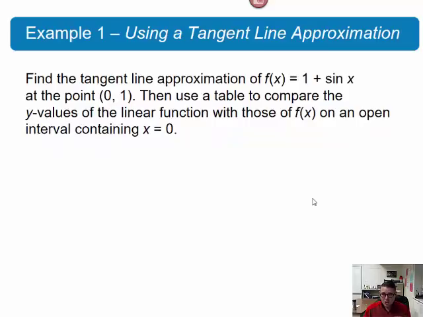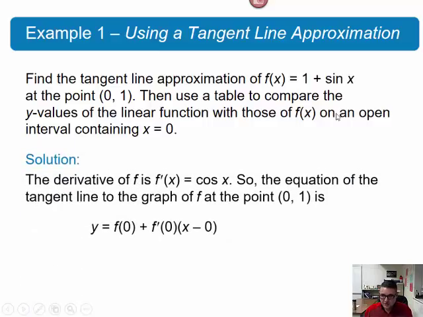So I have an example here. Find the tangent line approximation of the function 1 plus sine of x at the point (0, 1), then use a table to compare the y values of the linear function with those of the function on an open interval containing x equals 0. So we plug in 0 and we know (0, 1). That's where that's coming from.